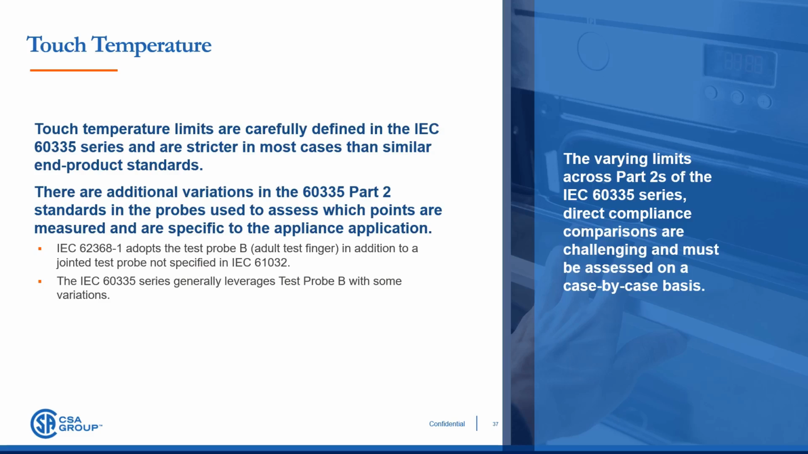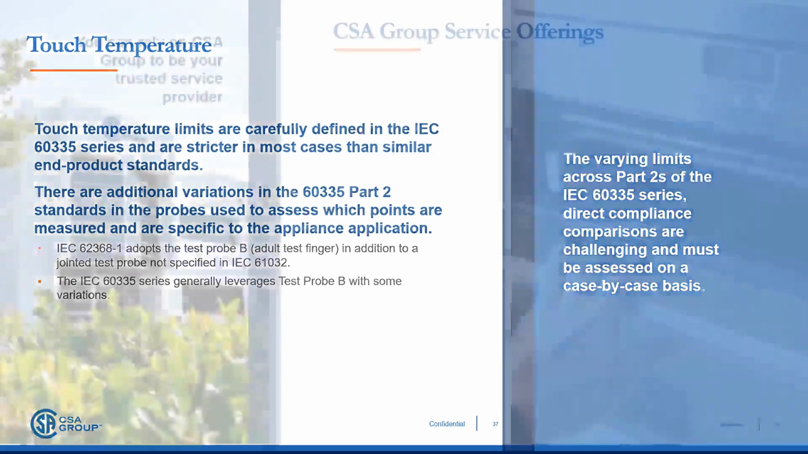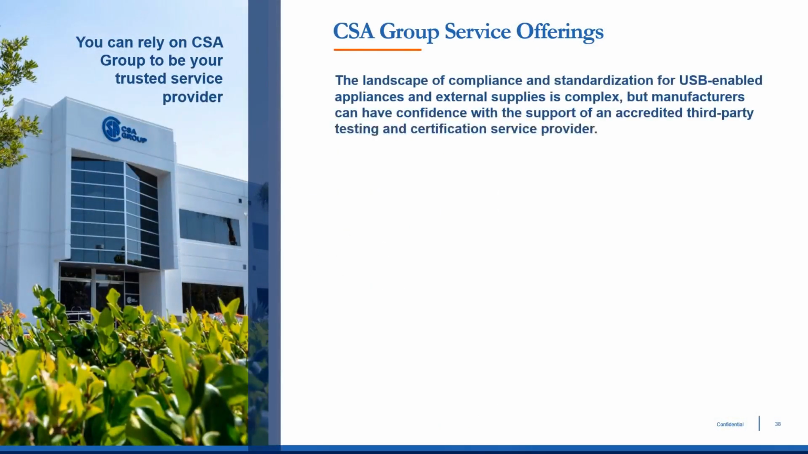While the landscape of compliance and standardization for USB-enabled appliances and external supplies remains complex, with numerous technical questions yet to be addressed across the similar end product standards, manufacturers can confidently navigate the compliance requirements with the support of an accredited third-party testing and certification service provider. As a global testing and certification service provider, CSA Group can help manufacturers gain an in-depth understanding of global regulatory requirements that impact their products.